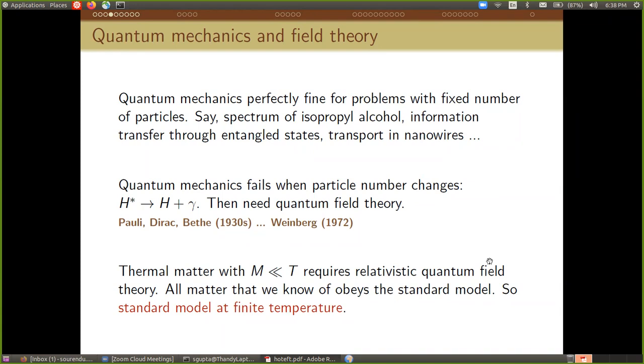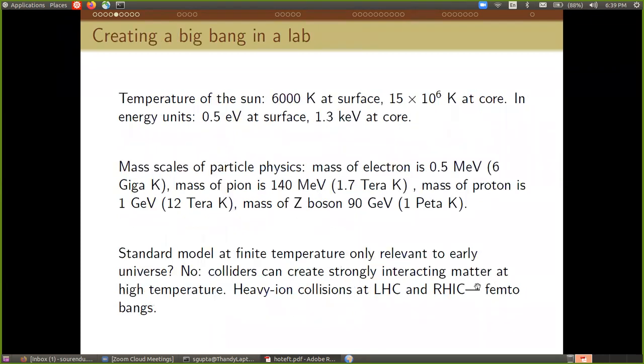And what kind of relativistic quantum field theory do we need? All the matter that we know obeys the standard model. So at least we need the standard model at finite temperature for ordinary matter. And for the rest of it, we might need more complex quantum field theories, but we don't know of them yet because we don't know much about dark matter and other things that fill up the universe. Okay. So let me think right now about the standard model at finite temperature. So is the early universe the only place where we need it? And the answer is not really.